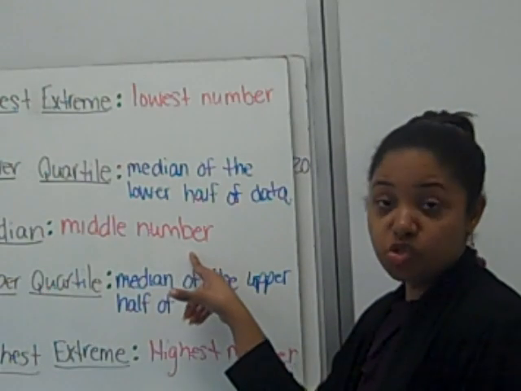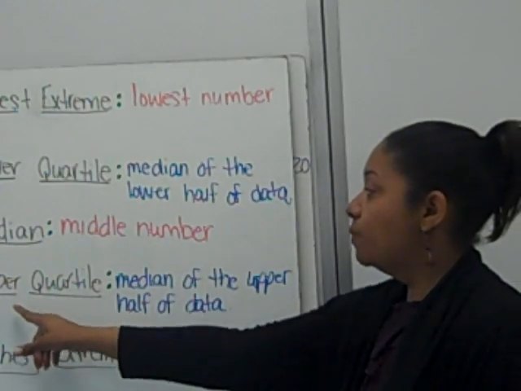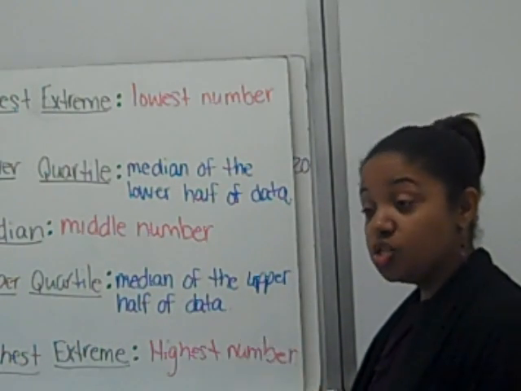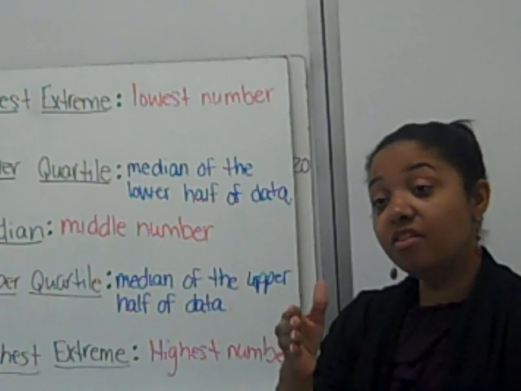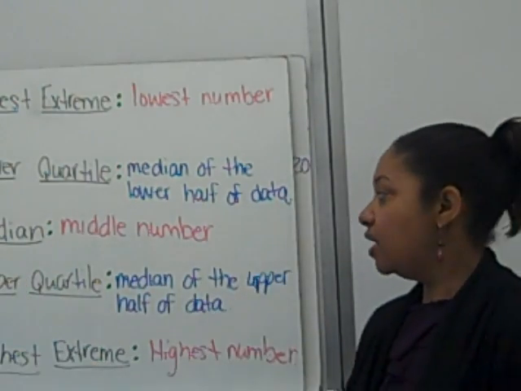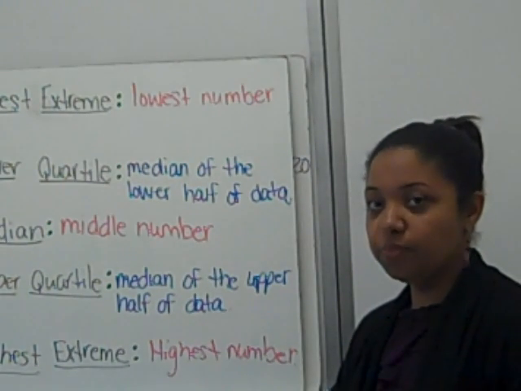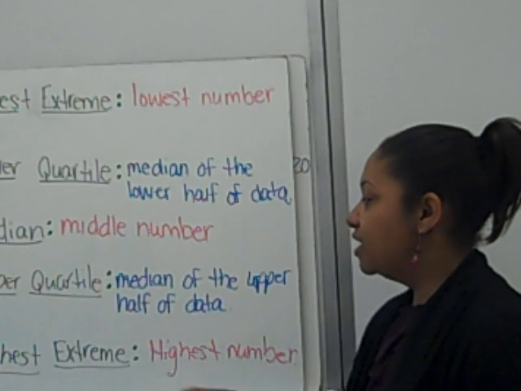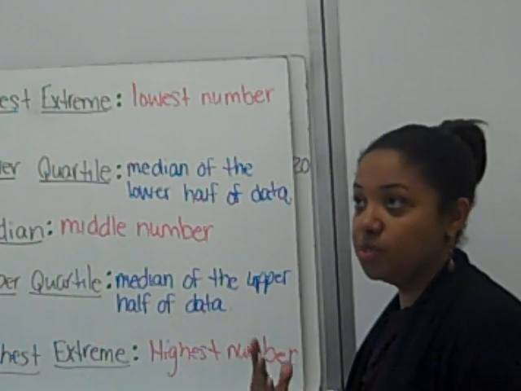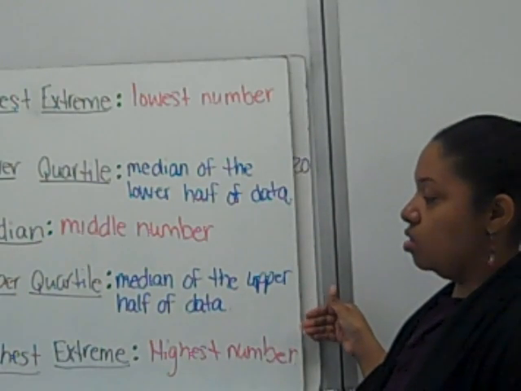The median, of course, is your middle number. You've learned that from mean, median, and mode. Then your upper quartile, that is the median of your upper half of data. So you have your lower half of data, and that's after the median. Then you have your upper half of data after the median. And you have the middle number of that part, that's your upper quartile. The highest extreme, that is your highest number, of course. And remember, that can also be called the maximum value. Make sure you write all of these down.